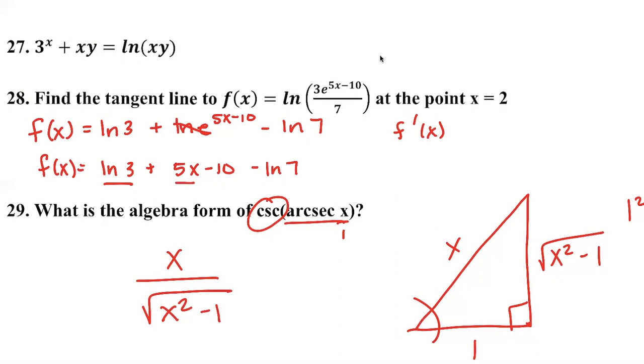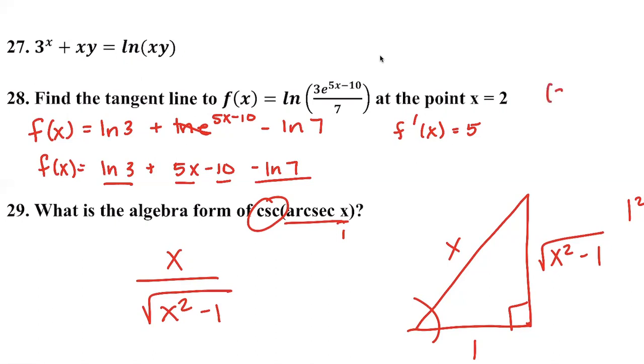What's the derivative of 5x? 5. The derivative of -10 is a constant, so that's 0. The derivative of negative ln of 7 is also a constant, so it's 0. So the derivative, no matter what x value I put in, is always going to be 5.